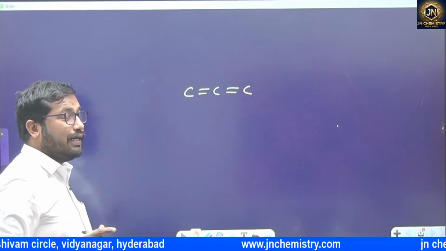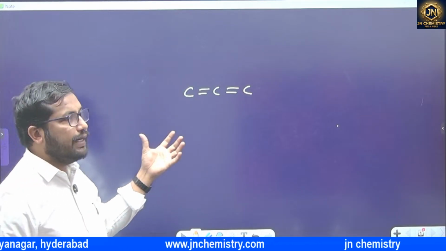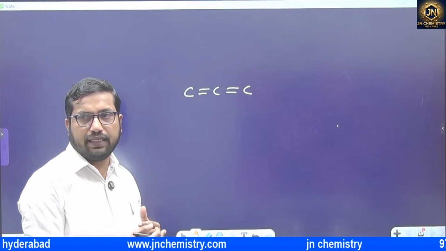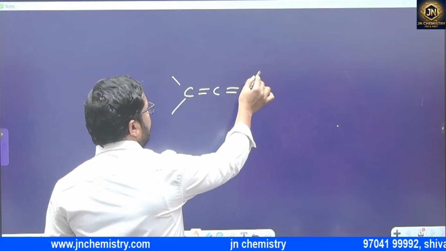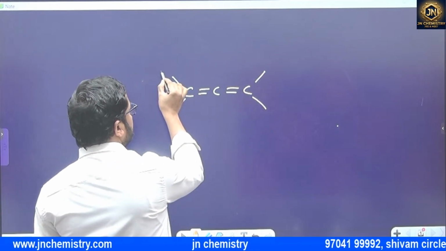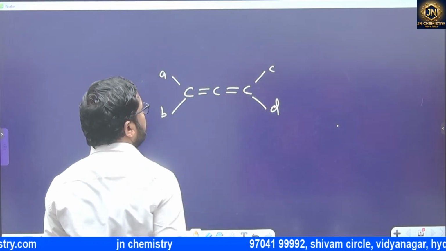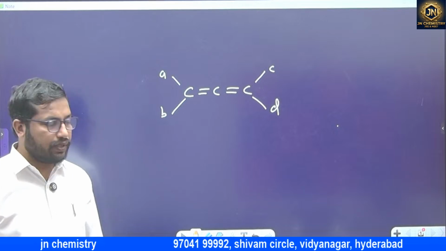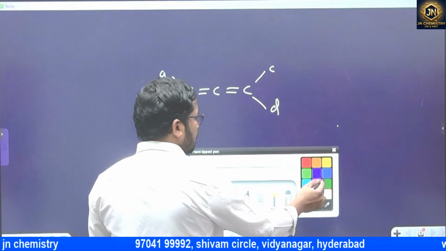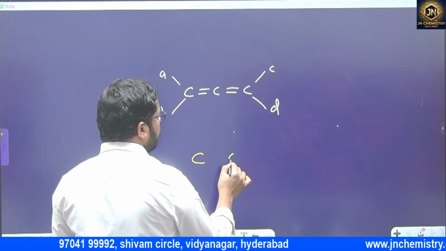Allenes means cumulative double bonds. Generally, alkenes are of three types: cumulative, isolated, and conjugated. Cumulative double bonds are there. In this cumulative double bond system, for example, A, B, C, D. Is this showing geometrical isomerism? No. Why? It is not showing geometrical isomerism.